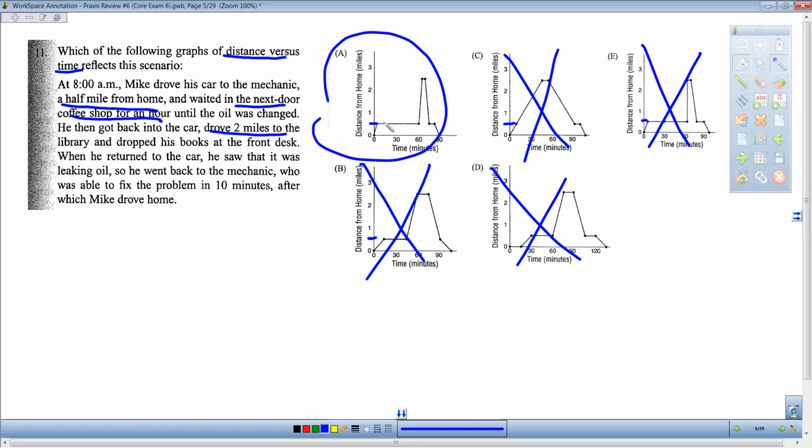Because then you see he drops off his books, shows this short pause. He returns his car. He goes back to the mechanic, which you see was the same distance from the library. He was able to fix the problem in 10 minutes. You see this short wait, and then he drove back home. So A models the scenario.